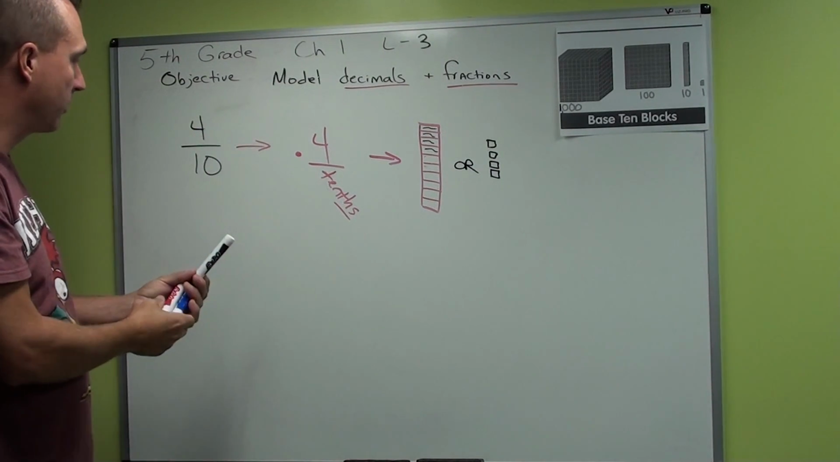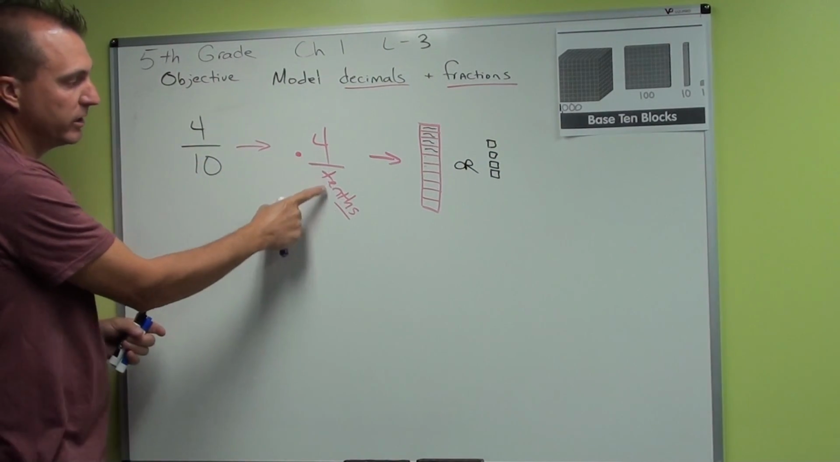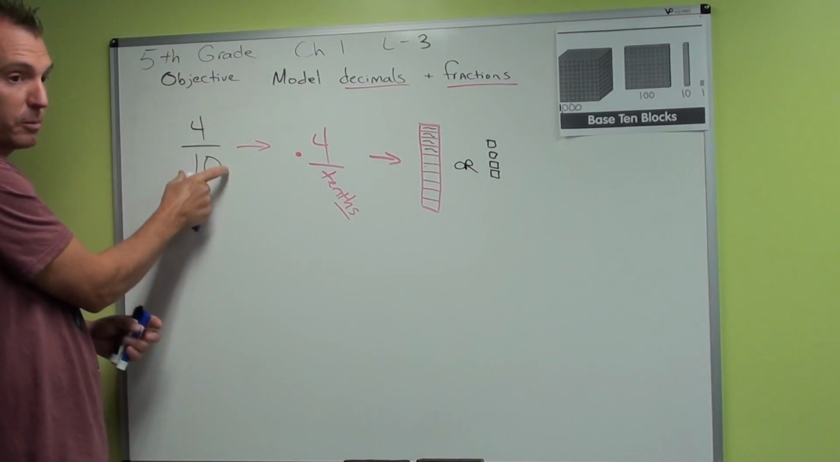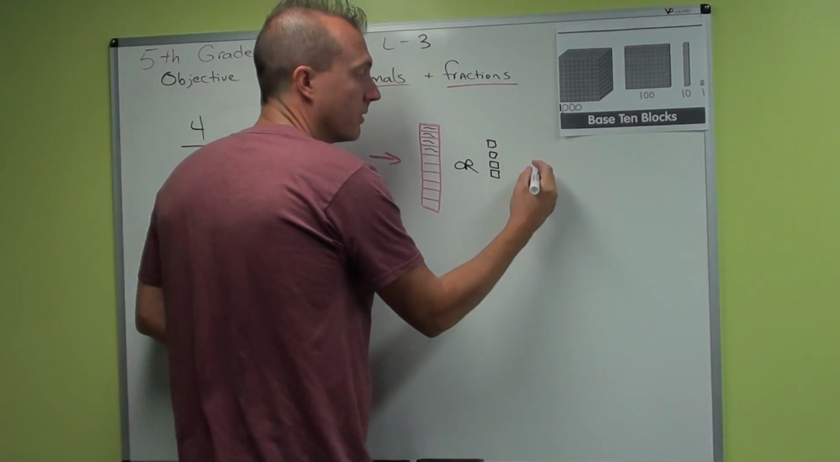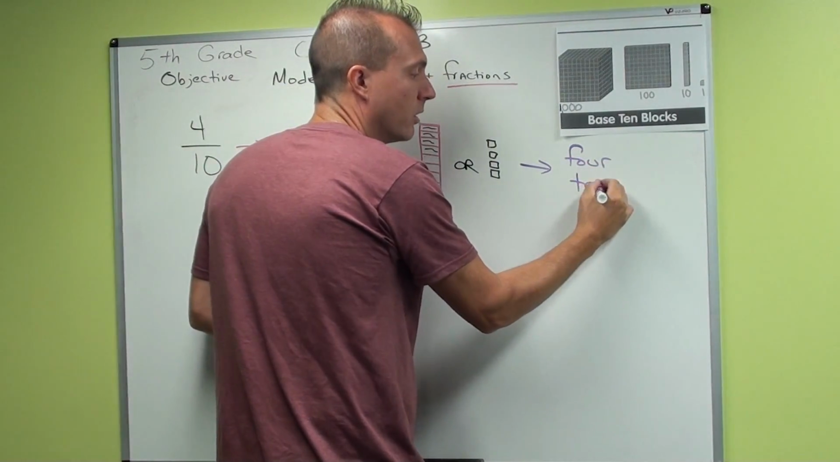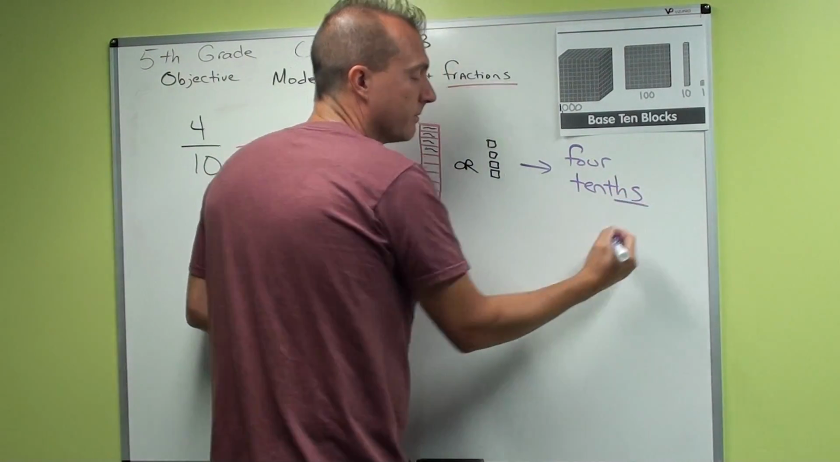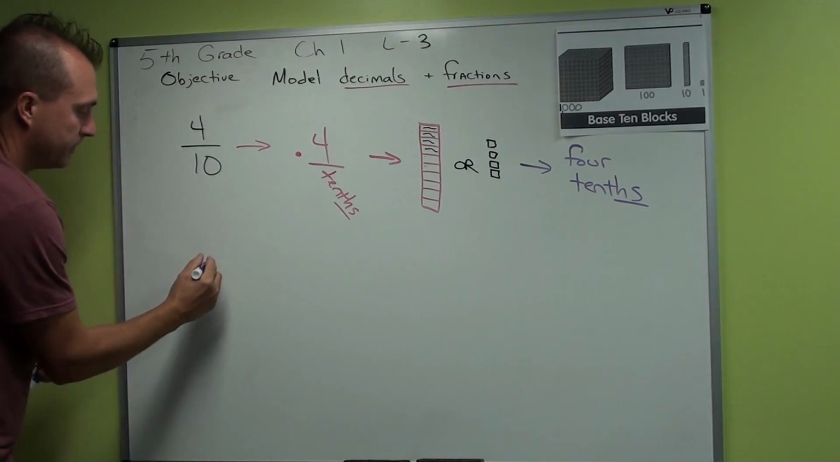Oh, we got to write our word form. We read it: 4 tenths. You could also read it from here: 4 tenths. We're going to write 4 tenths. Alright, hang on. We're almost done. Okay, we're almost done. Alright, next one.